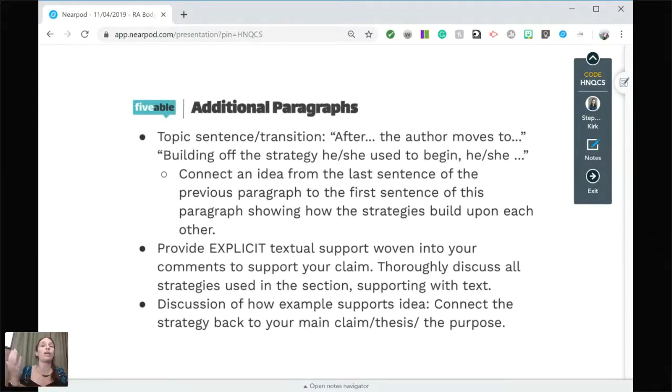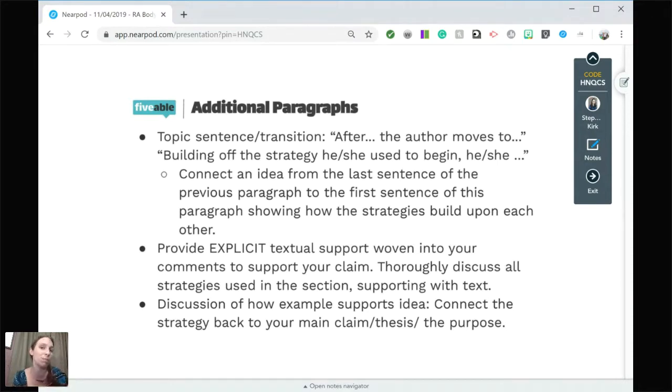And then the next part's super easy. You need to just provide your explicit textual evidence, but you want to try to weave it in. We're going to look at that here in just a second. Don't worry, I've got some paragraphs for you, okay? And then you want to discuss how the example supports that idea. Connect your strategy back to your main claim or your thesis or the purpose every single body paragraph, okay? So if you're going to have another body paragraph, you just follow this and change your topic sentence a little bit. So it should be super easy.